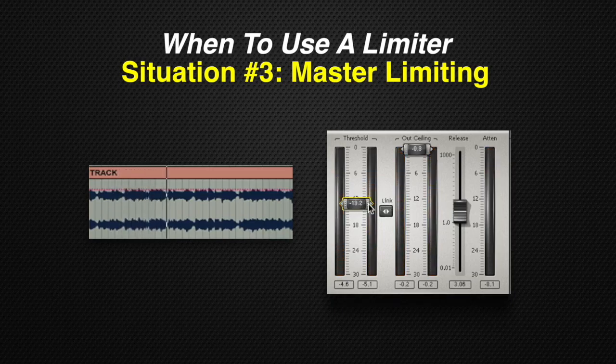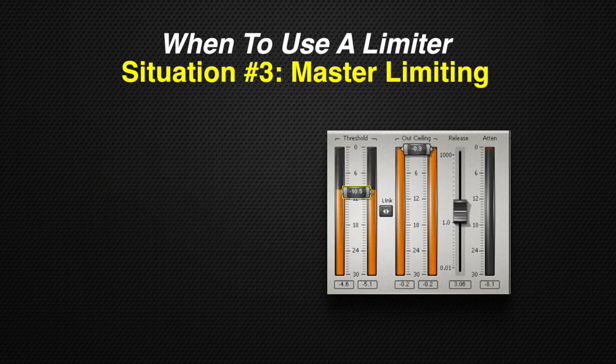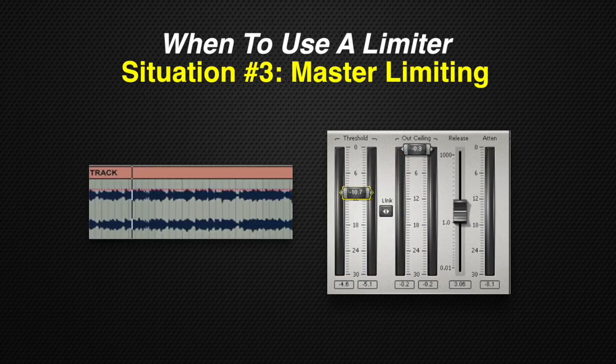So at negative 13.2 decibels threshold, we can hear that there's starting to be some distortion. So let's go ahead and reel the threshold back a little bit. So around a negative 10.7 decibels of threshold, you can hear the signal is nicely boosted without hearing any distortion. And we had around 5 decibels of gain reduction.